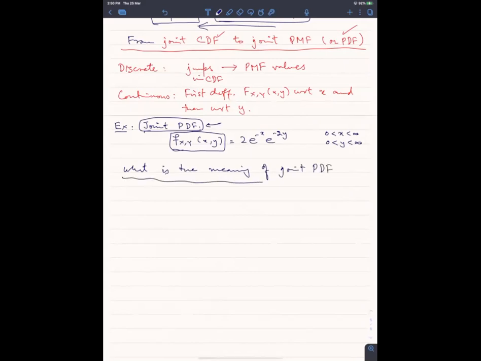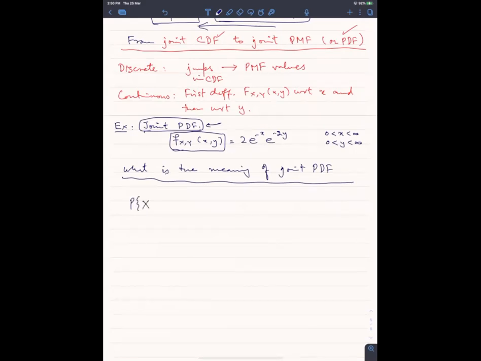Joint PMF तो हमने पहले से देख लिया था. Probability x takes a value 3 and y takes a value 7. That was the joint PMF of x and y. But what do we mean by joint PDF? Okay. So for joint PDF, consider the following.